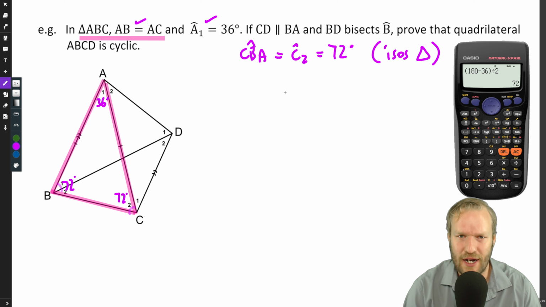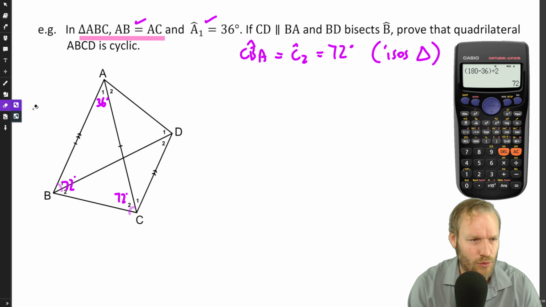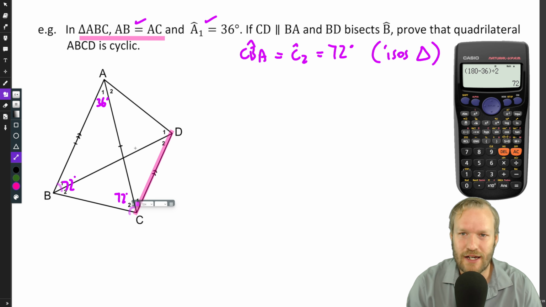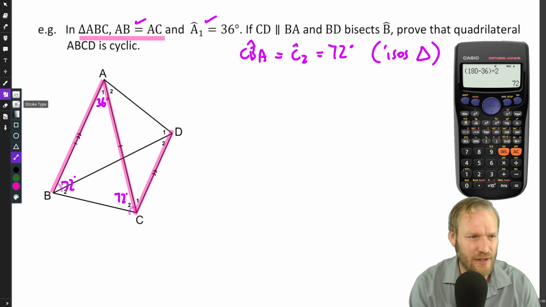Okay, CD is parallel to BA. So let's just see what part of the diagram that is. So it says that CD, that's this one over here, is parallel to BA. Okay, well, that means we can do things like, oh, there's an alternate angle already happening. So from that, C1 must be 36. I don't know if we'll need it.